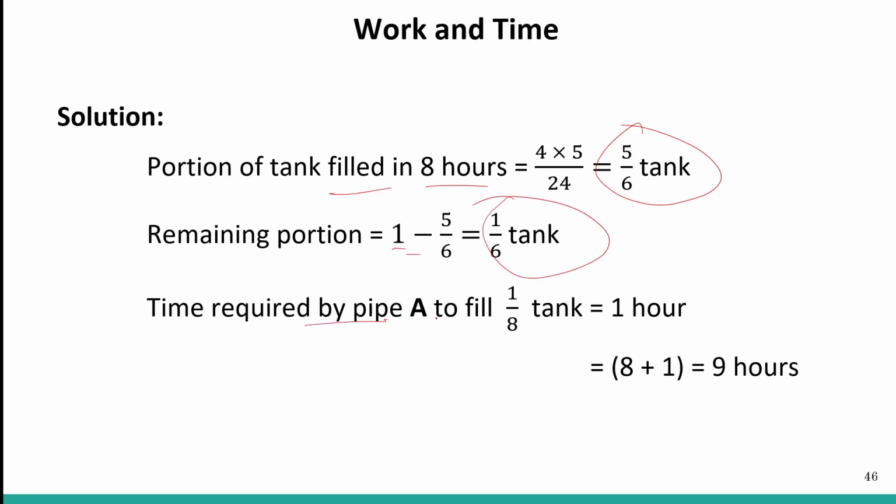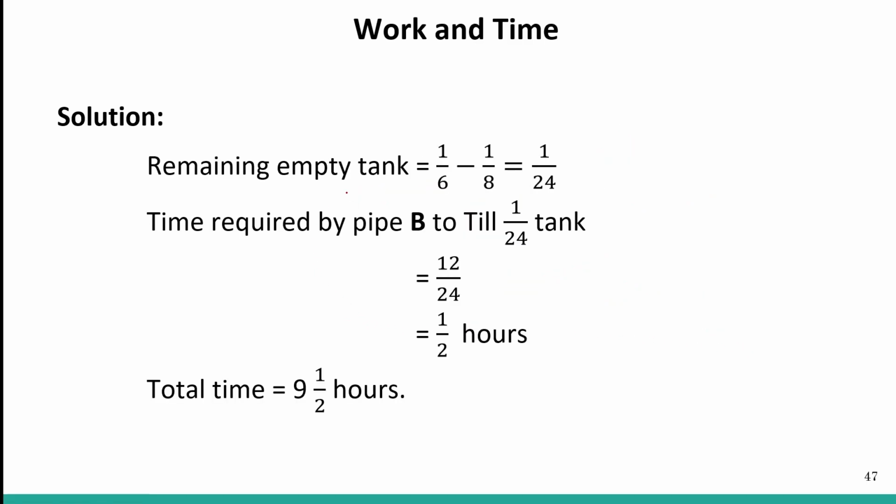So the time required by pipe A to fill 1/8 of the tank is 1 hour, so 8 + 1 = 9 hours in total is required. So the remaining empty tank is 1/6 - 1/8 = 1/24. The time required for pipe B to fill 1/24 of the tank is 12/24 = 1/2 hour, that is half an hour. So the total time before that was 9 hours and now it is half an hour. So in total it will be 9.5 hours.